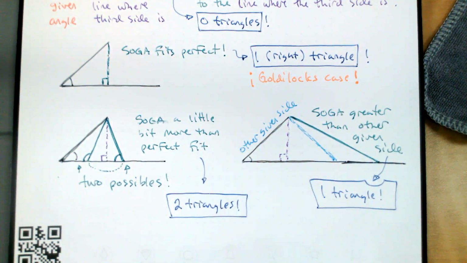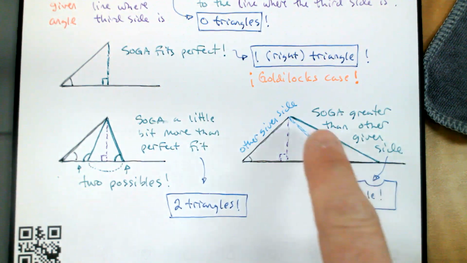I just want you to imagine we build the angle where one of the segments on the angle is the other given side, and we're trying to make the side opposite the given angle reach the line where the third side is. It could be too short, no triangles. It could be just perfect, one triangle. A little bit more than perfect, but less than the other given side, we get two triangles. Greater than the other given side, back to one triangle.